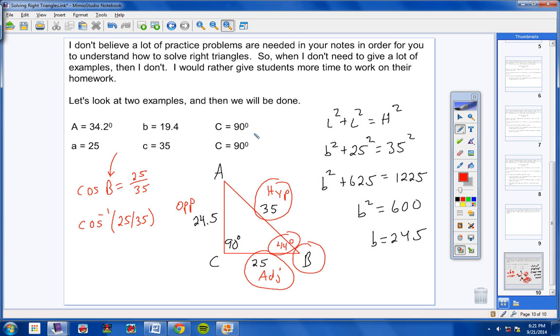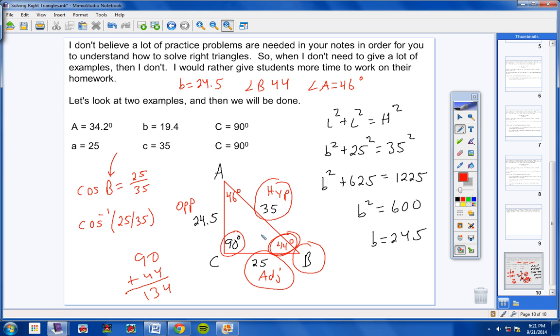So I solved for side B earlier, and side B was 24.5. Now I just solved for angle B, and angle B is 44 degrees. Now, students, think about it. If we know this angle is 90 and this angle is 44, let's just take 90 plus 44, and we get 134, and then subtract that from 180, and you'll get 46 degrees. Okay, so angle A has to be 46 degrees. That's why I really feel like we only need to do a couple of these for your notes. It's pretty simple math.